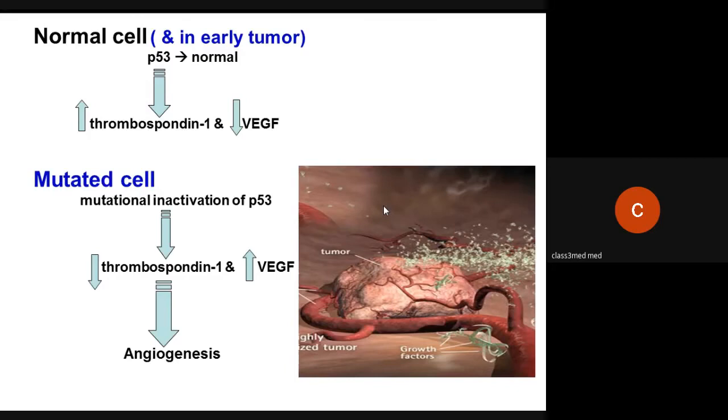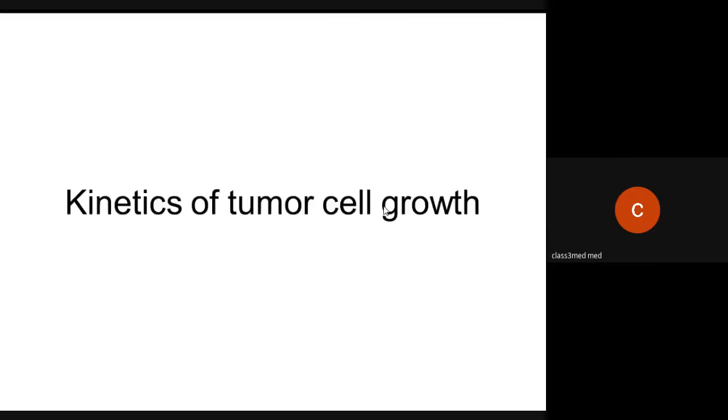All right? So the most important factor in determining the rate of tumor growth and the potential aggressiveness of the tumor is the stimulation or starting of angiogenesis, the synthesis of new blood vessels responsible for supplying the tumor with blood and nutrients. We have a term called growth fraction.